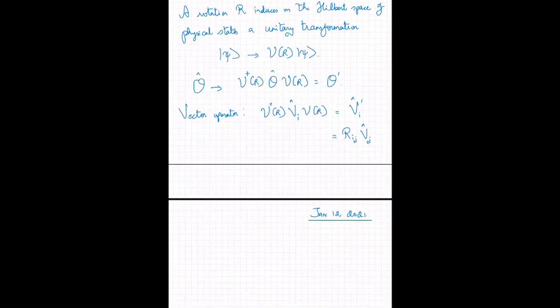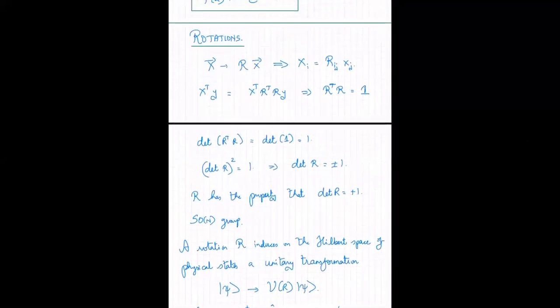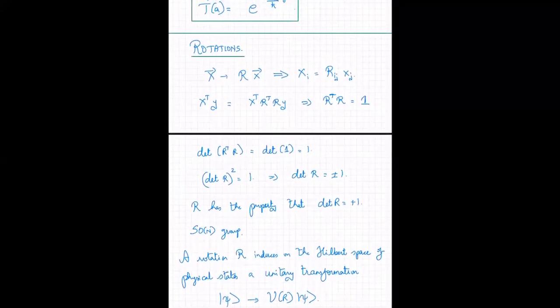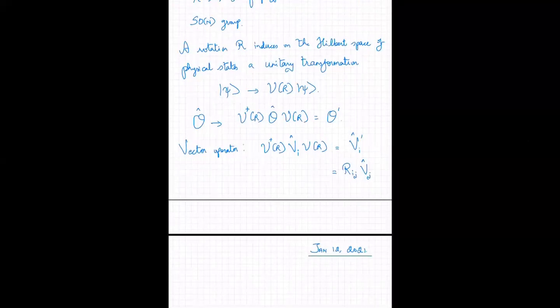So all the state vectors transform by some kind of a unitary operator corresponding to a rotation R in the physical space. This unitary operator we call U of R. It is important to distinguish between R and U of R. R is a rotation matrix that acts on the vectors in the physical XYZ space, or x1, x2, x3, x4, x5, whatever dimensions that you want. But U of R is a unitary operator that acts on the Hilbert space of the physical states. Notice that these are two different objects. That is the first thing that you have to understand.